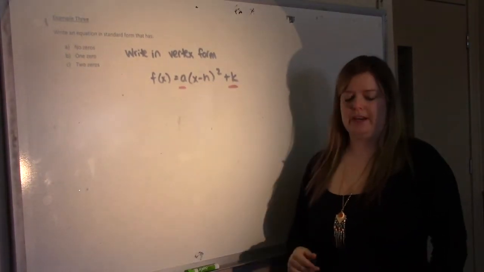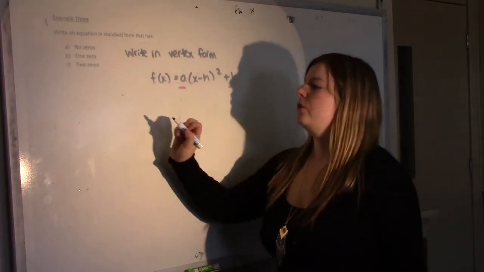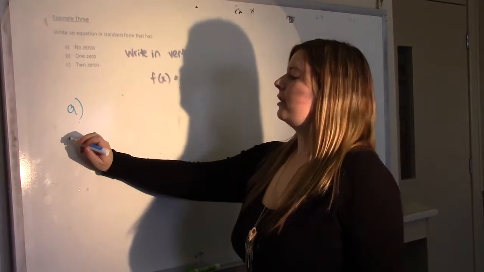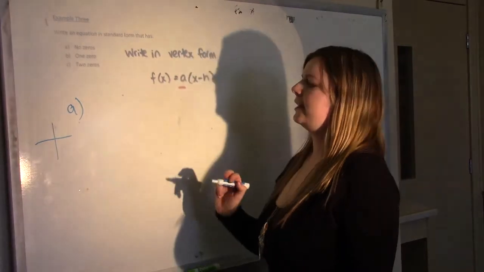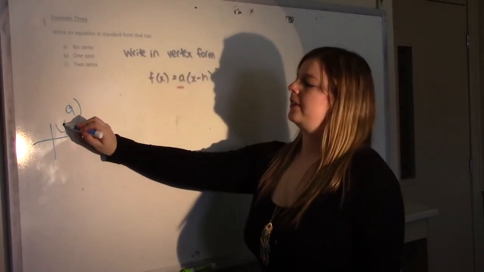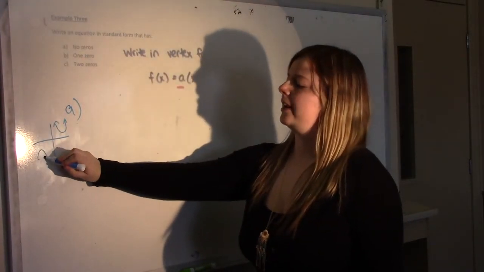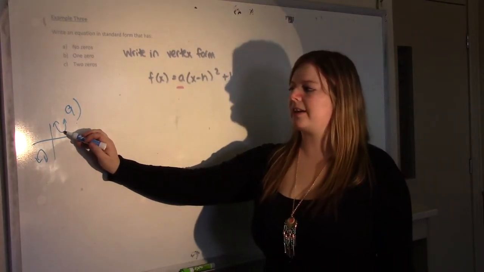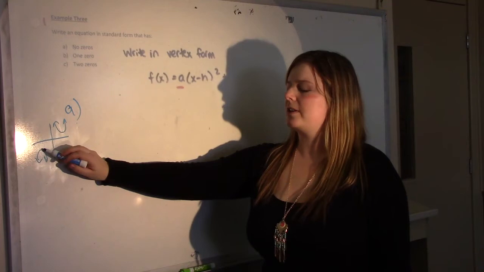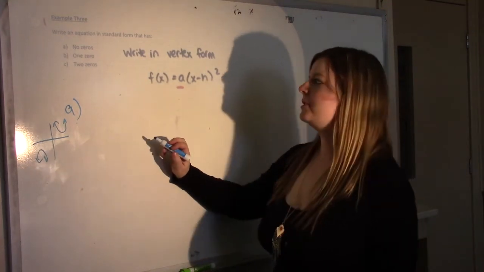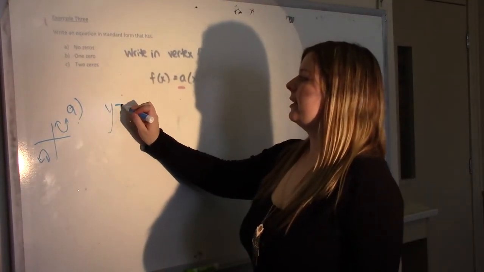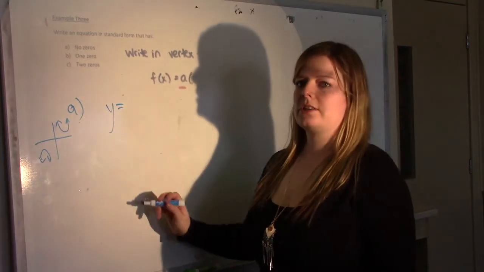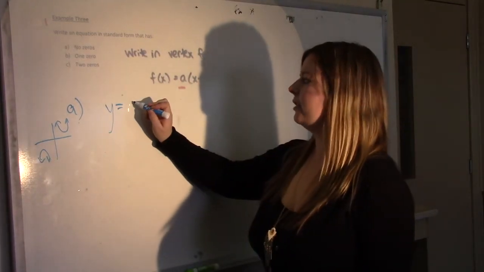So when you visualize something with no zeros, if it's a quadratic, it would have to either look like this or like this. Either its y value is above the x-axis and it opens up, or it's below and it opens down. So let's say I choose this situation. That would just mean I need a positive a value. It can be anything.